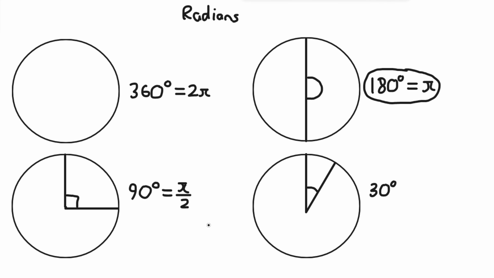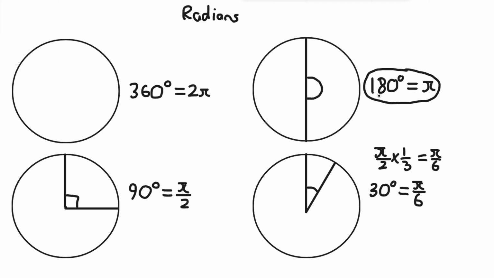So what would 30 degrees be? Well, 30 is a third of 90, so therefore in radians it's going to be a third of pi over 2. So it's going to be pi over 2 times a third, like this, which is going to be equal to pi over 6. So 30 degrees is equal to pi over 6 radians. And that's basically how you figure out radians.